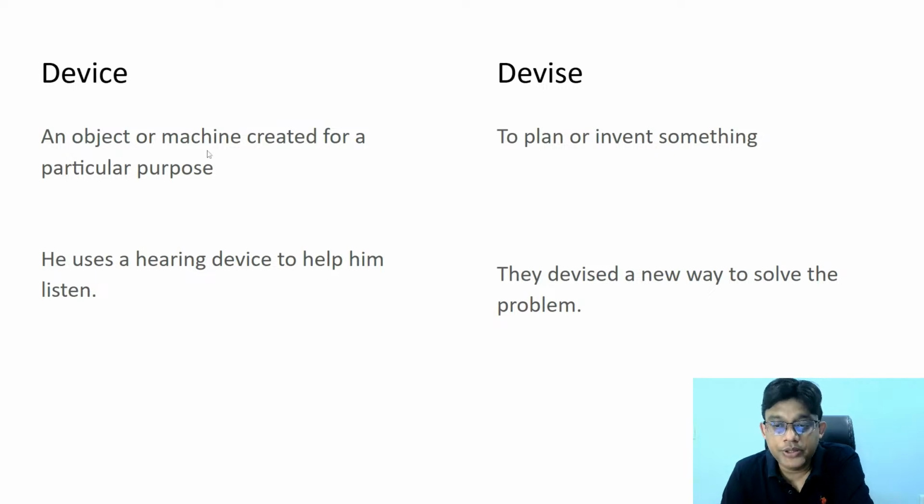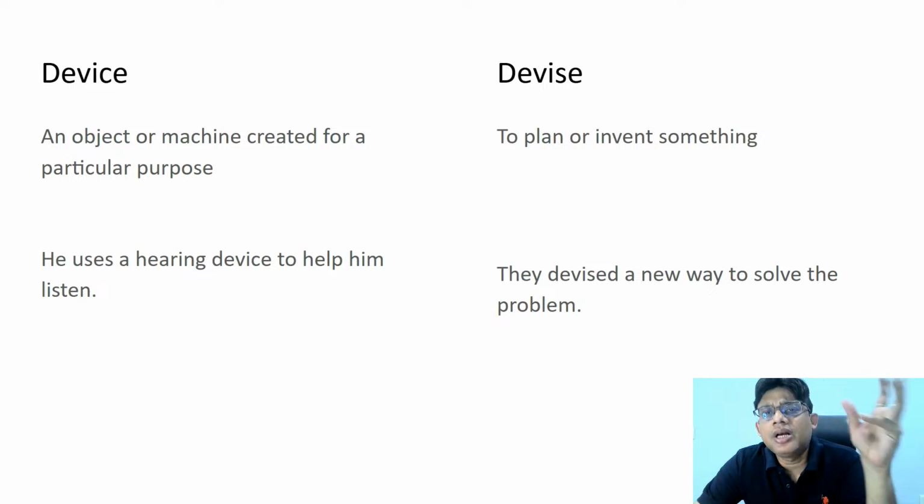Device: an object or machine created for a particular purpose. He uses a hearing device to help him listen. Make sentences quickly. Very simple, just imagine it like a machine. That's it. That's a device.